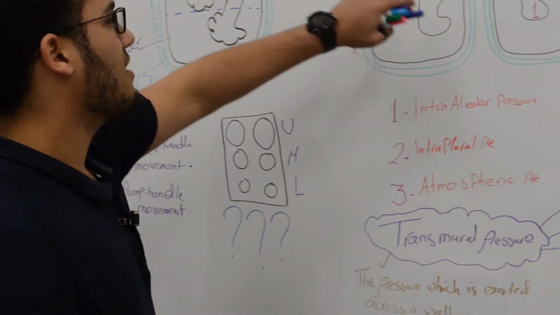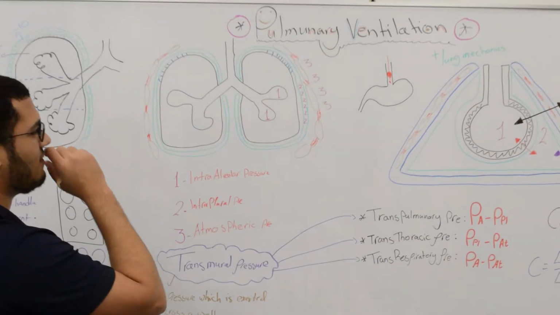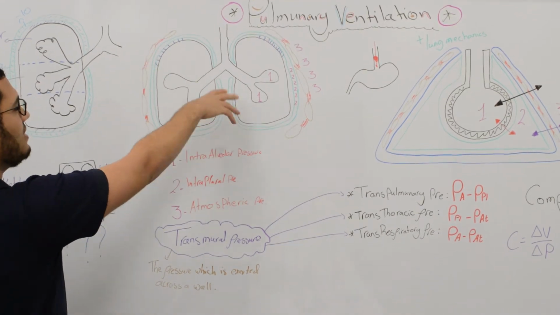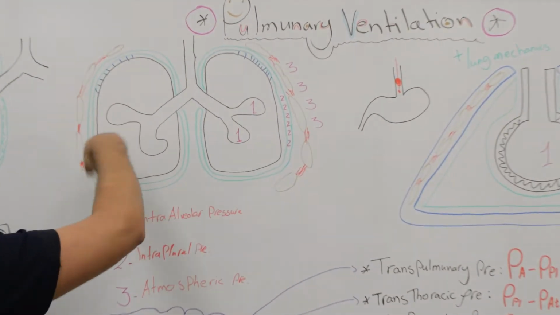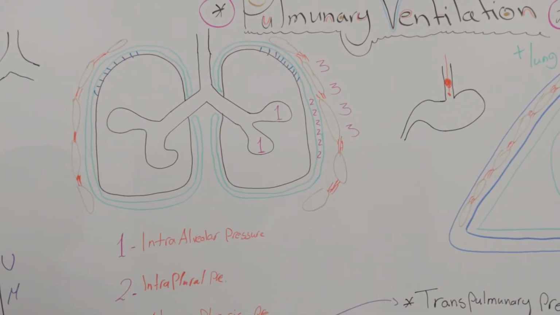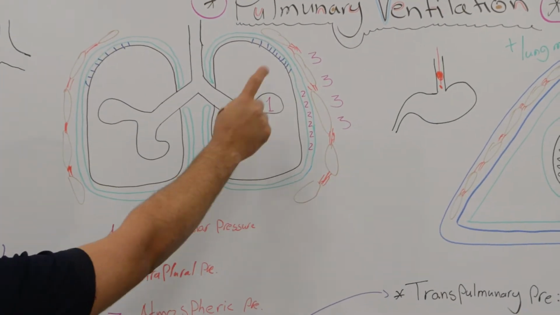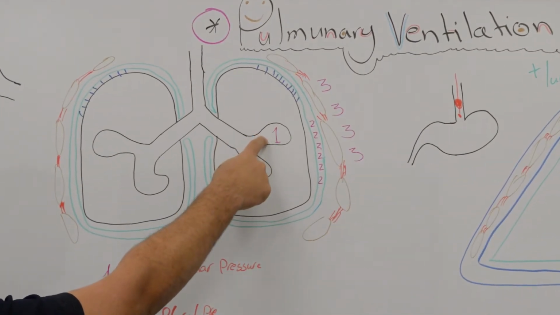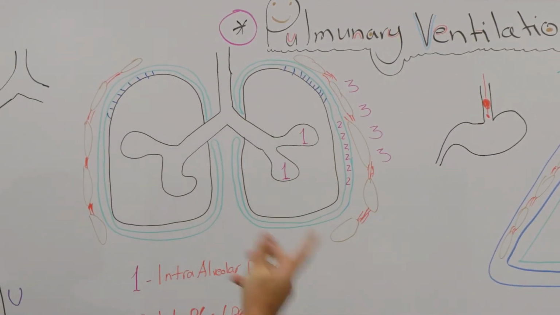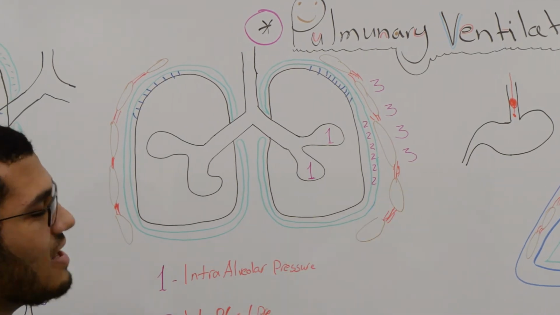Now let's look at the lung. I just want to have a bigger picture of the lung. Here we have the lung, the right lung and the left lung, the pleura and the ribs, the thoracic wall. There are 3 types of pressure in the lung. In the beginning, inside the alveoli will be the intra-alveolar pressure. In the pleura will be intrapleural pressure. And the outside is the atmospheric pressure.